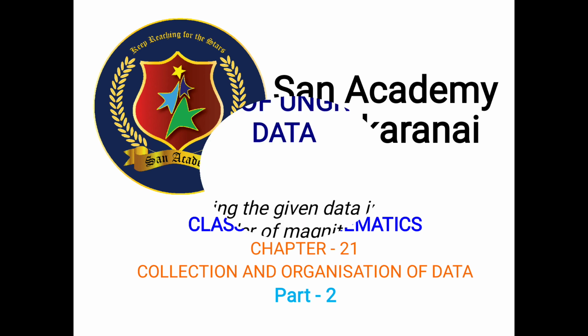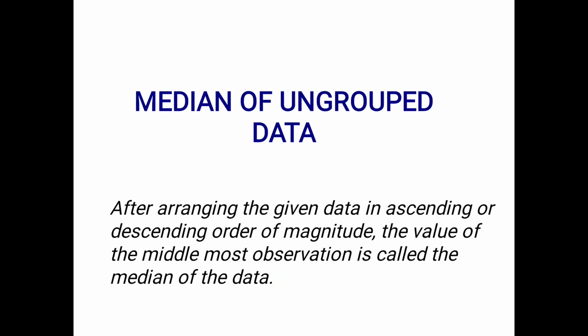Median of ungrouped data. I will first explain what the median is. A median is found after arranging the given data in ascending or descending order of magnitude. As I told you for the mean, we need to arrange the data in ascending or descending order. Likewise for the median also. The value of the middle most observation is called the median.